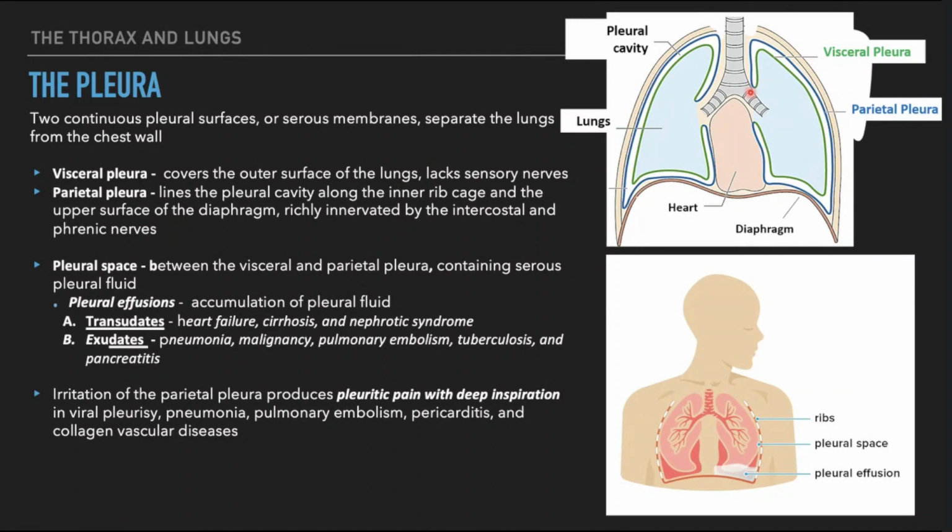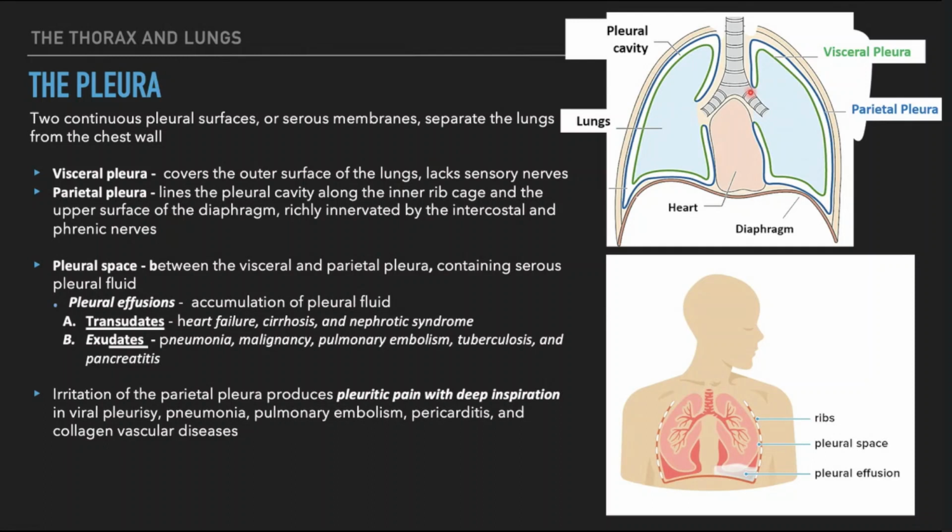So when we do thoracentesis, of course, because we are accessing the space between the parietal and the visceral pleura, there is some pain when the needle is inserted, and that is why we also give anesthesia to this area. So the pleural space is a space between the visceral and parietal pleura and contains serous pleural fluid.